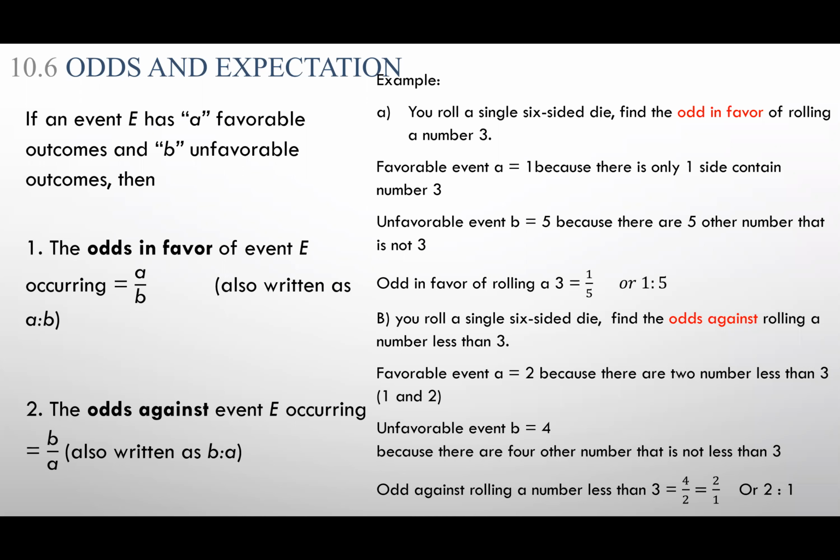Okay, so the odd in favor is what we're looking for over the item we are not looking for, and the odd against is what we don't have, or what we're not looking for, over the item we're looking for. Again, ask yourself, what are we looking for? How many items fit the description that we're looking for over the item we're not looking for, right?